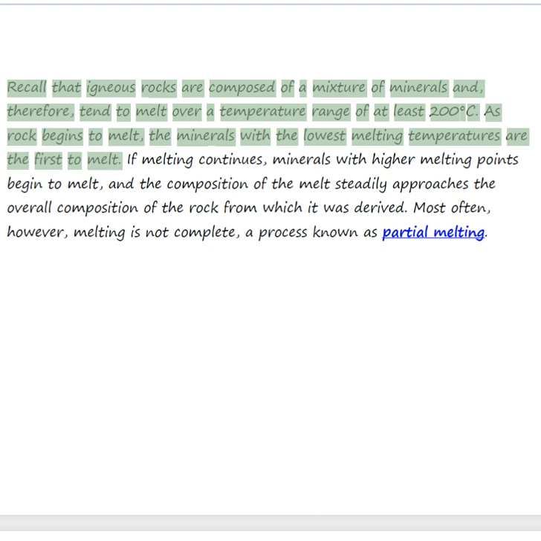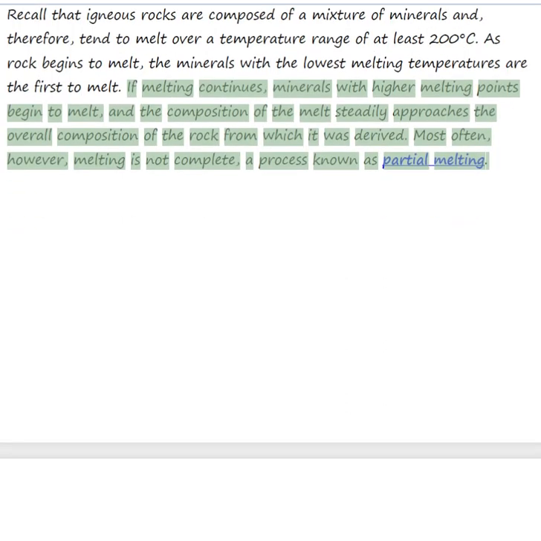As rock begins to melt, the minerals with the lowest melting temperatures are the first to melt. If melting continues, minerals with higher melting points begin to melt, and the composition of the melt steadily approaches the overall composition of the rock from which it was derived. Most often, however, melting is not complete, a process known as partial melting.